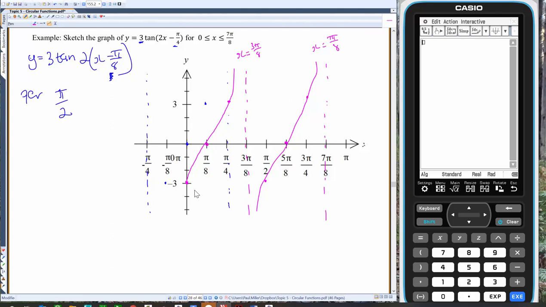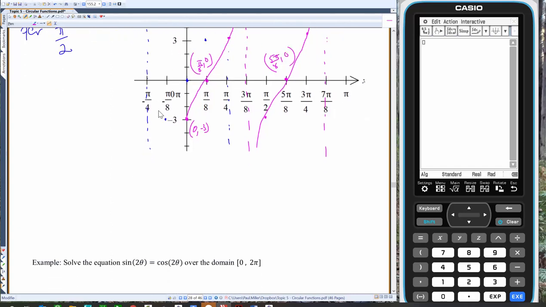So key features: when x is 0, y is -3, pi on 8, 0. Labeled asymptote, don't need that point, don't need that point, although it does need to be evident that it's going through like 3 pi on 4, 3. We don't need to label it. 5 pi on 8, 0. Asymptote labeled. All good. Right, so there's our graph sketch of tan.